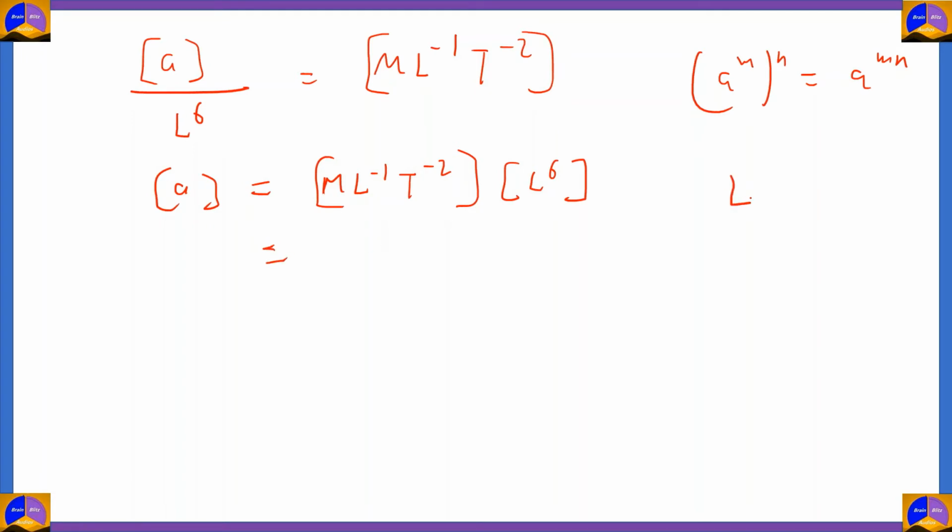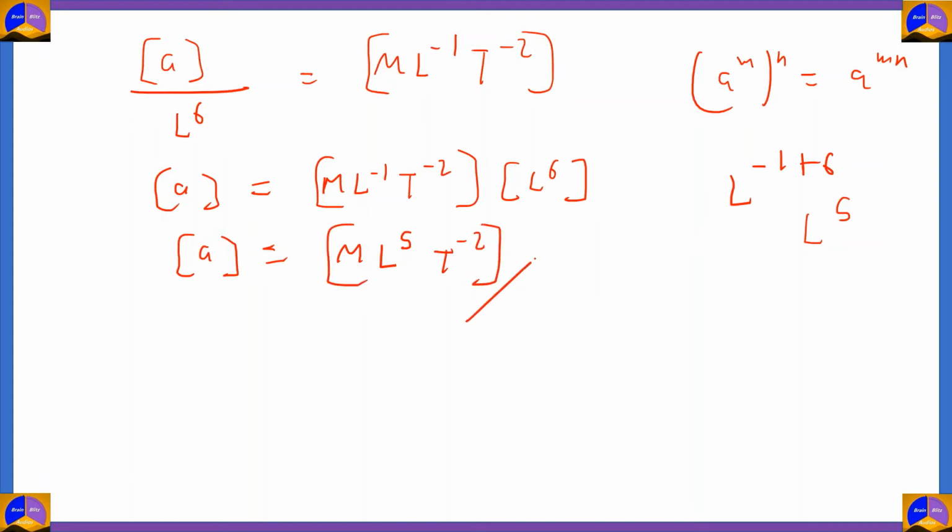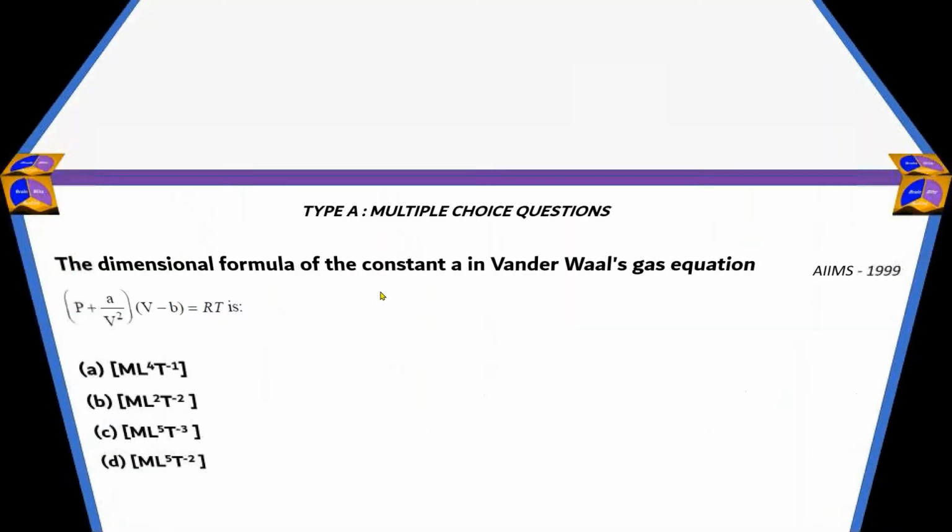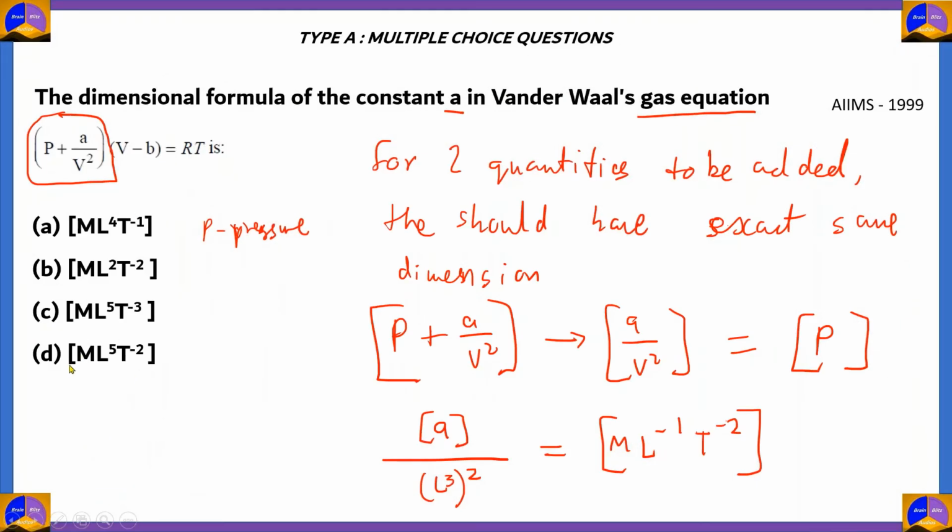So now it'll be L raised to minus 1 plus 6. 6 minus 1 is 5. So we have L raised to 5. So the formula for the constant A in Van der Waals gas equation is M L raised to 5 T raised to minus 2. That is our formula. So on looking at our options, we find that option D is the right answer because it has the right quantities, M, L raised to 5, and T raised to minus 2.